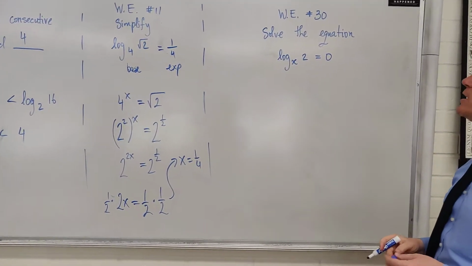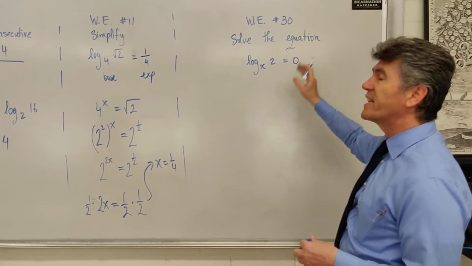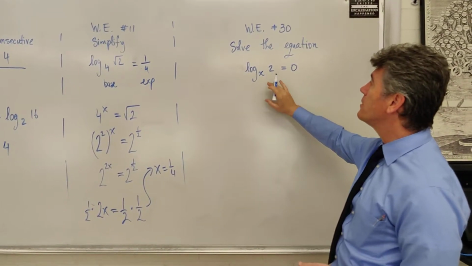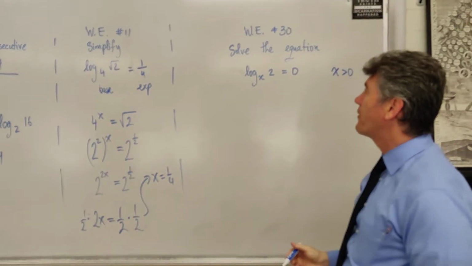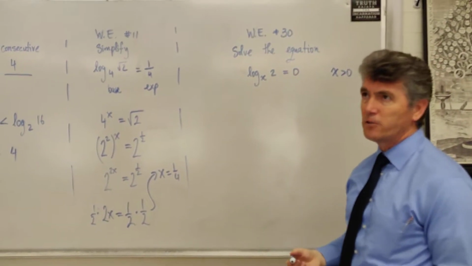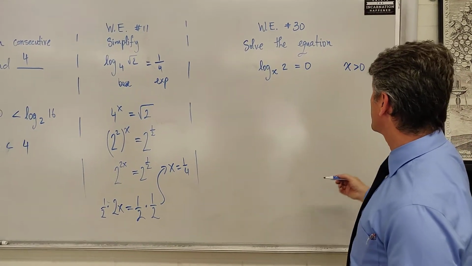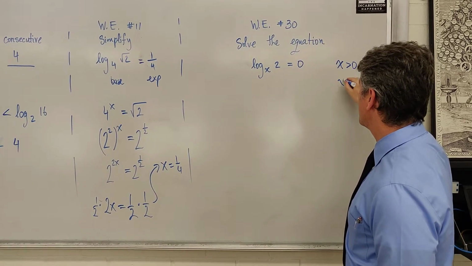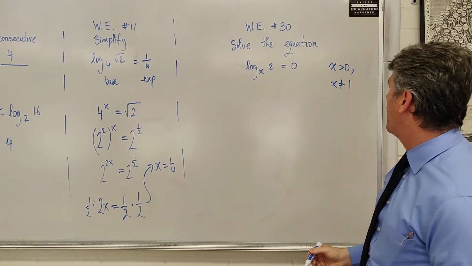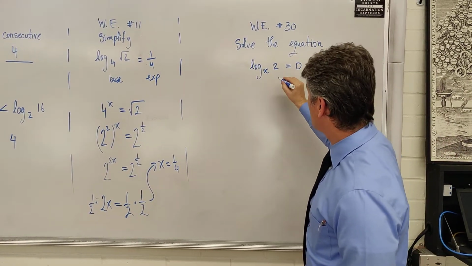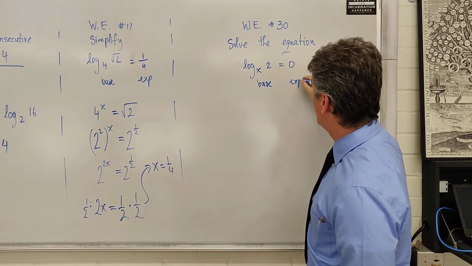Finally, we're going to do written example number 30. The first thing that we need to do, we're solving an equation. The first thing that we need to do is remember that x must be greater than 0. So the base of a logarithmic function is a positive number that's greater than 0, and I'm sorry about this. We also have to remember that x cannot be equal to 1. And so, this is my base, and this is my exponent.